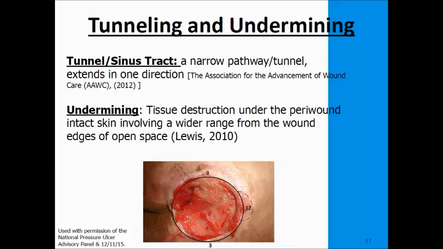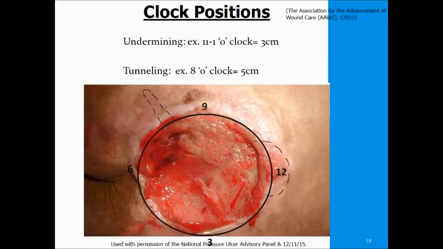The best way I describe it is with my hands, but if you had a tunnel and you stop short of packing, it would close off, and that's how you get abscess formations. You get a pocket of fluid where bacteria like to thrive. So make sure you know how far back you're tunneling before you place the dressing. Undermining is tissue destruction underneath the peri-wound intact skin. This involves a wider range from the wound edges of open space. So we'll look into this a little bit closer.